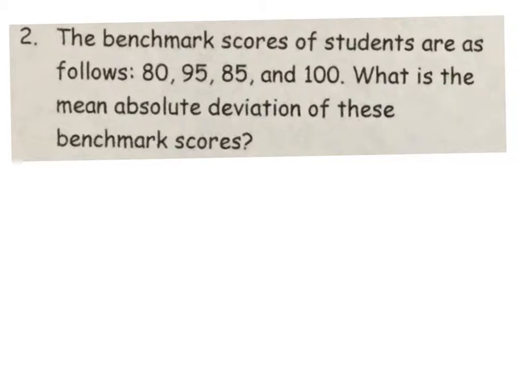Okay, question number 2. The benchmark scores of students are as follows: 80, 95, 85, and 100. What is the mean absolute deviation of these benchmark scores? So for mean absolute deviation, we have to find the average of those scores, add them up, divide by 4 because there's 4 scores. Then find the difference between your average and those test scores, and then find the average again. Okay.